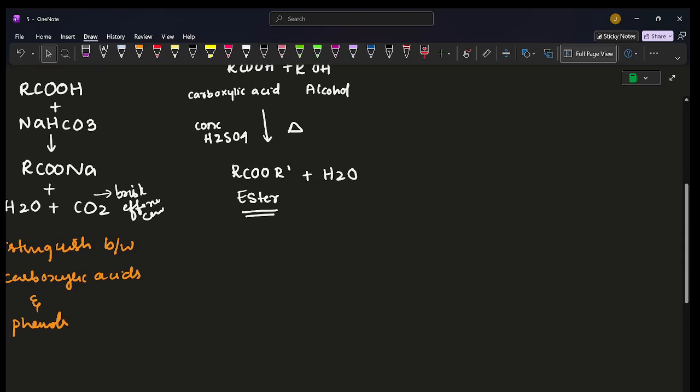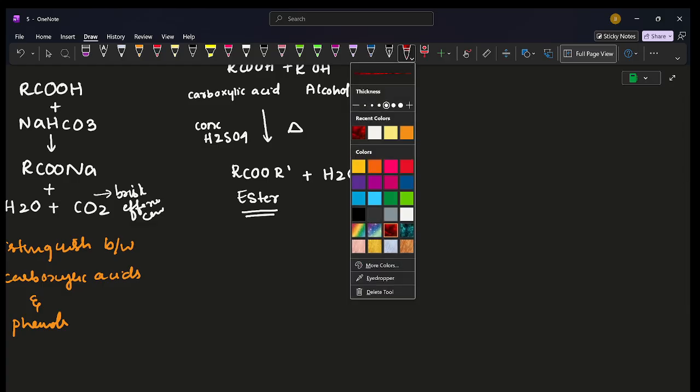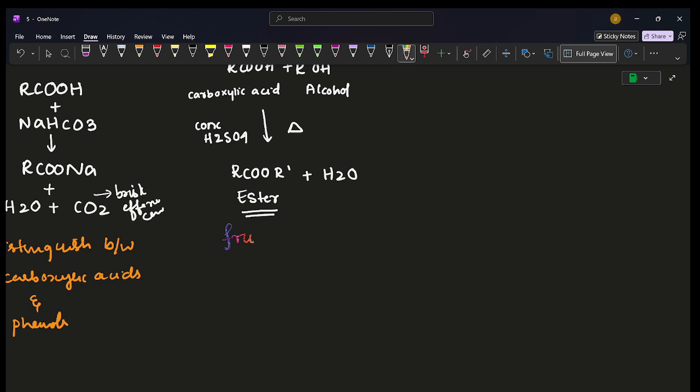So you're going to have a fruity smell, fruity aroma, okay? Something like that. But you're going to get a fruity, sweet smell, okay?